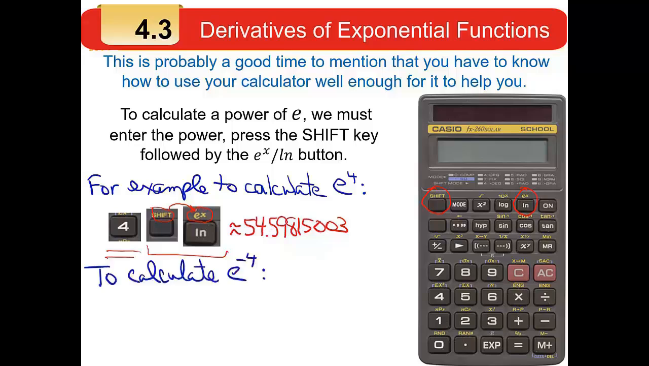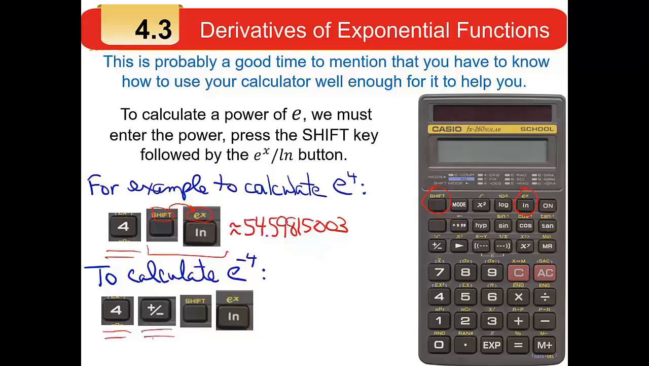Now, if you want to calculate e to a negative power, you have to incorporate the knowledge we have of how to put a negative number in. So what you have to do is put the +4 in, then press plus minus, which puts the minus sign in front of it. So if you look at your calculator at that point, it'll have a -4. And then you do your shift ln, which executes e to that power. And if you do that correctly, you'll get 0.018315638. And in a particular problem, they might tell you to round it off to a certain number of decimal places. But here, I'm just showing you how to use the calculator.